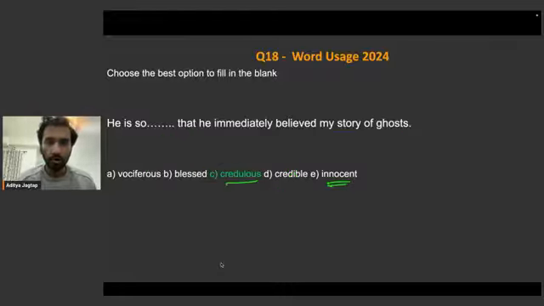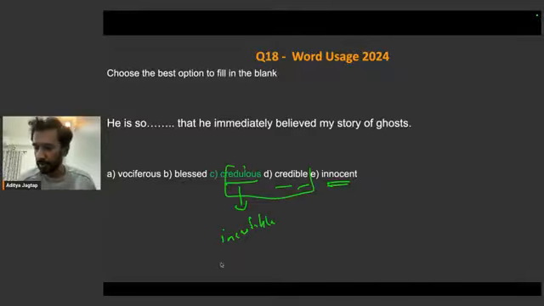Innocent sort of works because if you translate it in Hindi, or in your own vernacular, you might put a word which would be synonymous to innocent. But credulous is the right word. This means to believe things too easily, right? Like the root word is from incredible, right? So these are all related in some way, but the apt answer would be credulous.